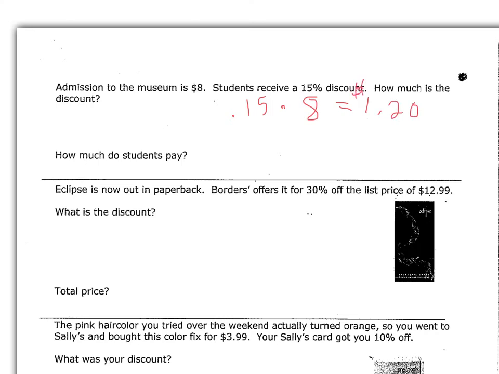And then to find our total price, remember you take your original price and subtract out your discount. That $1.20 is the amount you have off of the price. So if you have $8 and you subtract out your discount, which was $1.20, that gives you $6.80. Discount can really be used in everyday life. It's a very valuable skill for you to have. Okay, let's try a few more.